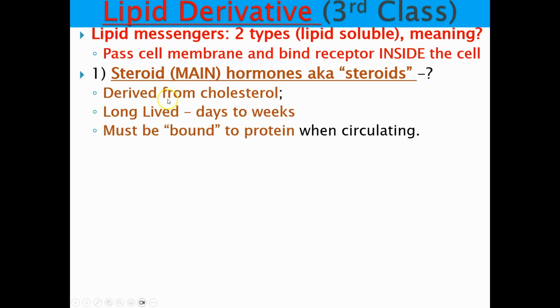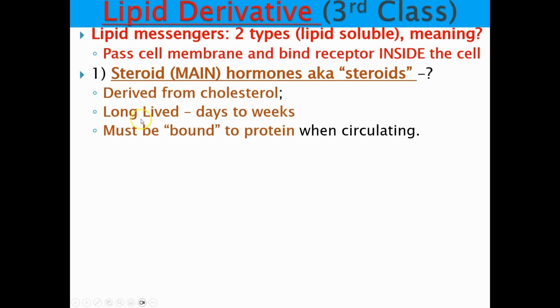Anytime a steroid or a lipid-soluble molecule, if it's lipid-soluble, it has to be bound to a protein when circulating, because proteins, again, cannot just readily pass the cell membrane. And so by being bound to a protein, that's how lipid molecules can circulate, because otherwise they're going to pass through cell membrane after cell membrane after cell membrane, which means it would be impossible for them to reach their destination. So often they're going to need circulating proteins, which we'll talk about later.